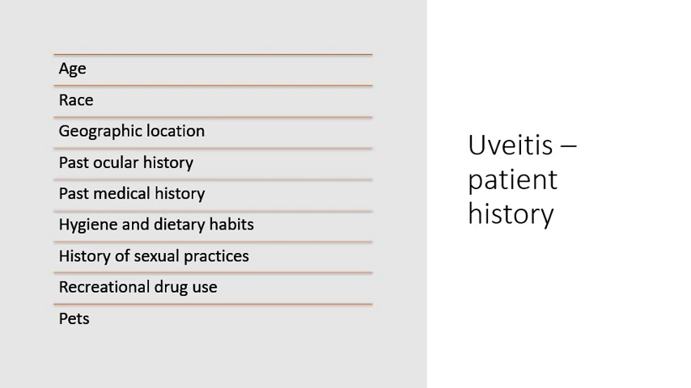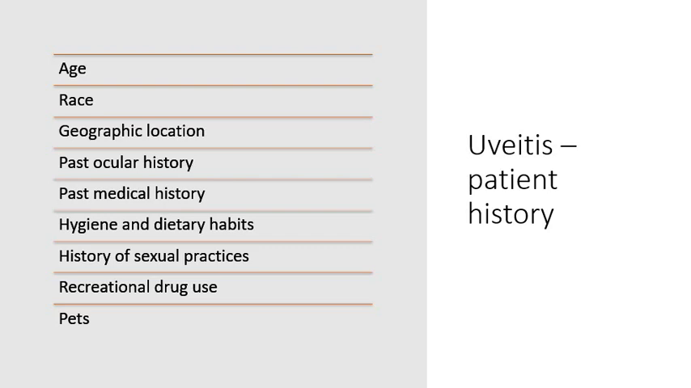In relation to hygiene and dietary habits, this is a good question to ask because you can have hygiene-related or dietary-related causes of infection. So, for example, toxocariasis is a causing factor for uveitis, and it's where patients have potentially been exposed to puppies or dogs, and dogs and puppies transmit toxocariasis.